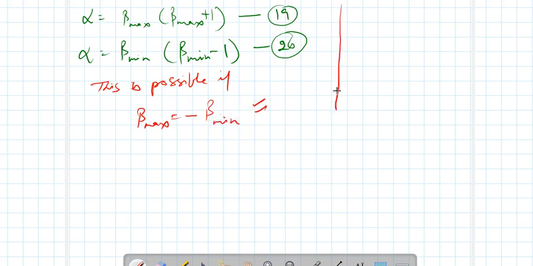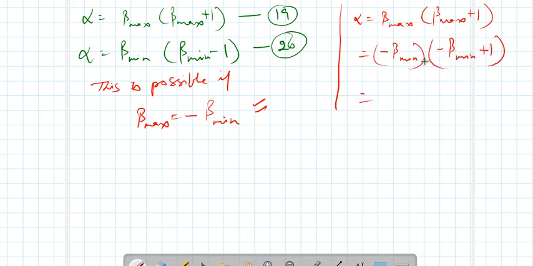Let me verify it. So let us consider alpha is equal to beta maximum plus 1. So in place of beta maximum, let me put it as negative beta minimum. If I multiply this negative inside it, then it will become beta minimum into beta minimum minus 1, right? So that means this is equal to this one. So this is possible if and only if beta max is equal to minus beta minimum, right?